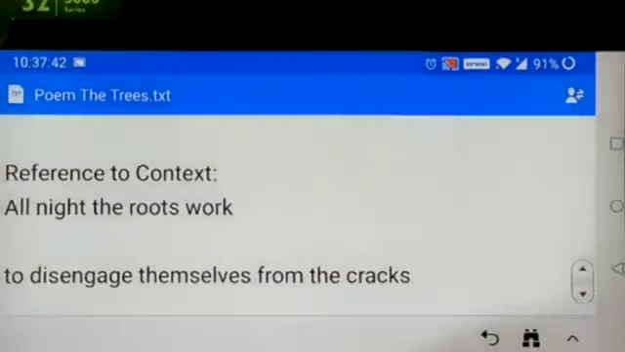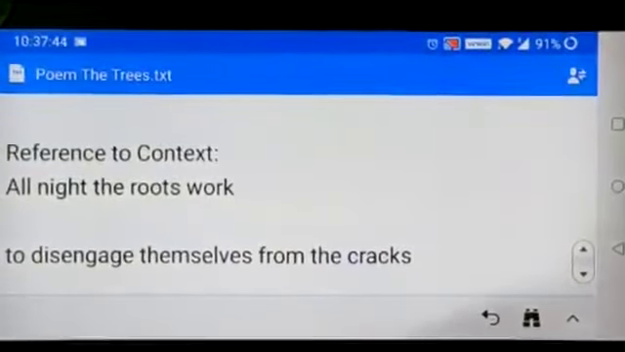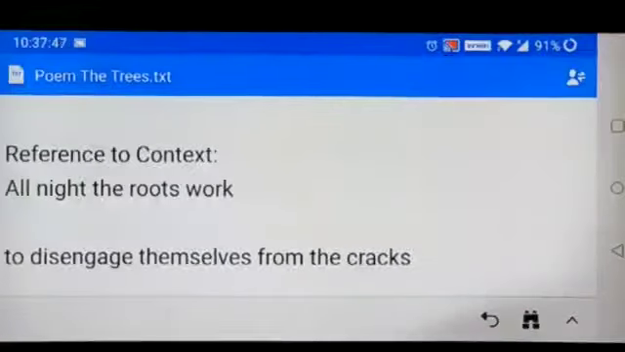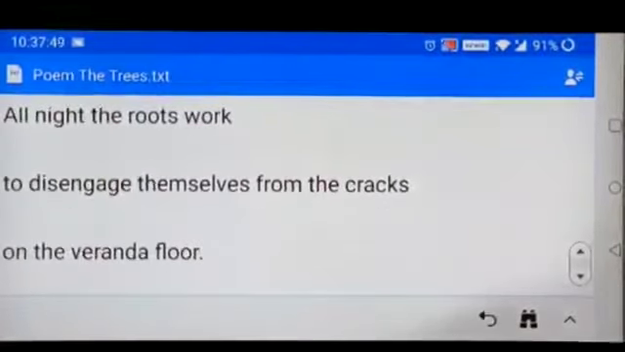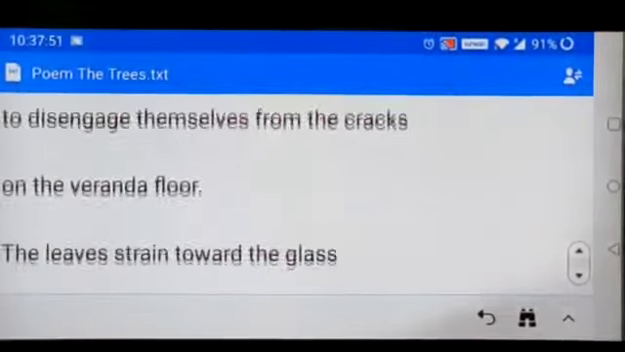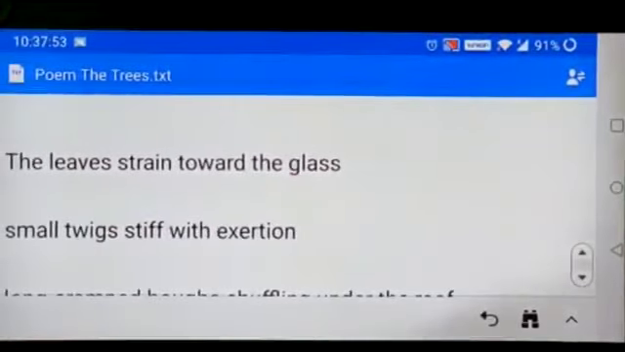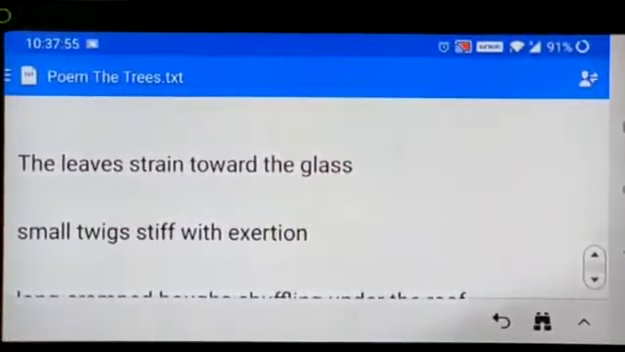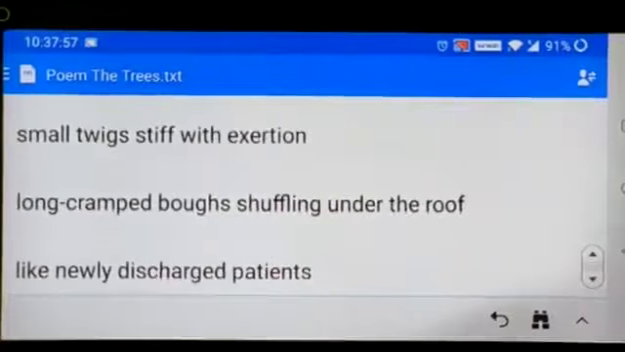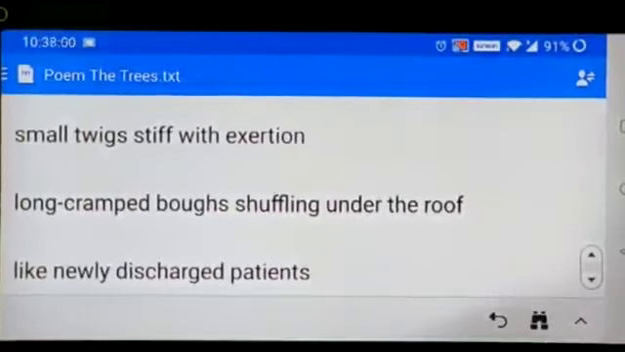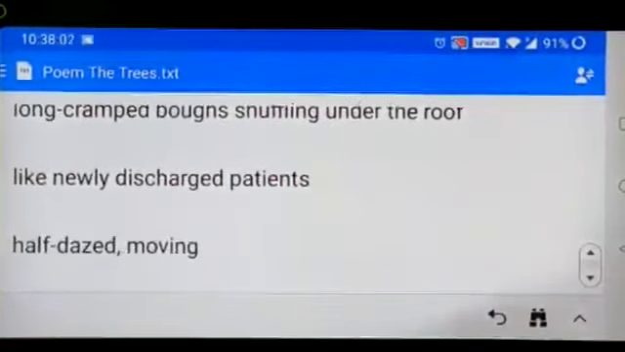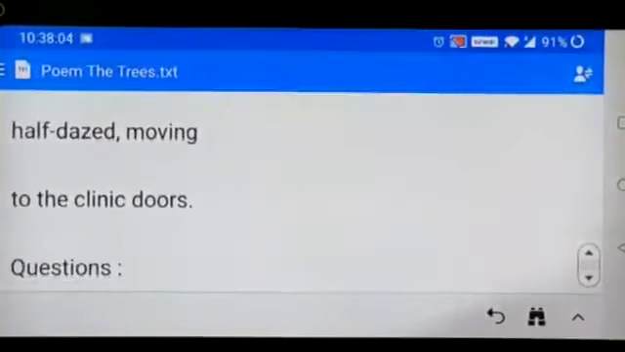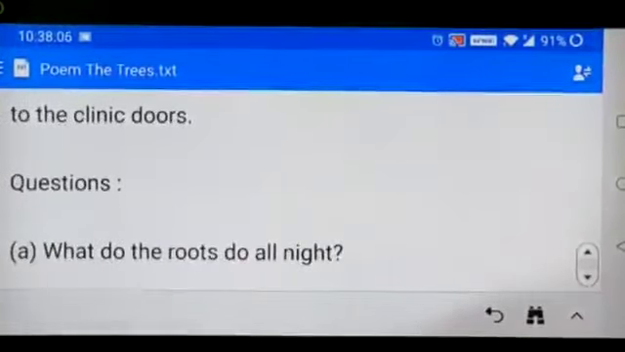Then we are proceeding towards reference to context. All night the roots work to disengage themselves from the cracks on the veranda floor. The leaves strain toward the glass, small twigs stiff with exertion. Long cramped boughs shuffling under the roof like newly discharged patients, days moving to the clinic doors.